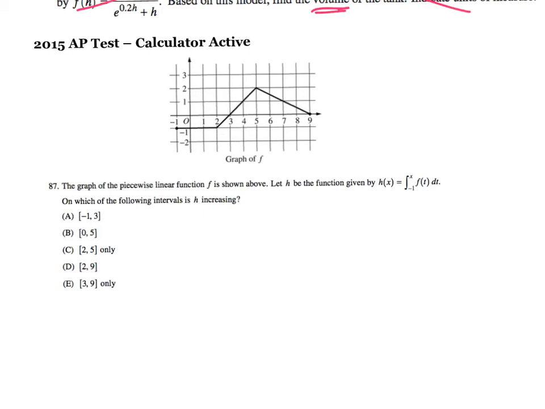Well, h will be increasing when this area is positive. And this is the area of the f graph. Again, this is the graph of f. And if I were to start finding the area from where this begins at -1, we've got negative areas, and then we've got positive areas above the x-axis. So my h will be increasing when my x's are from 3 to 9.